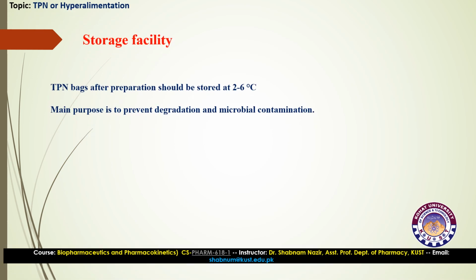Storage facility: as we just discussed, TPNs after preparation are stored properly till their dispensing or administration is performed, and the temperature which is used for their storage is 2 to 6 degrees centigrade. What is the main purpose of their storage at such temperatures? Mainly to protect the ingredients from degradation and microbial contamination.